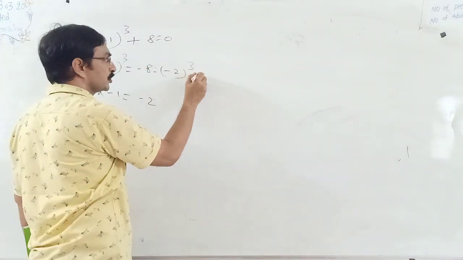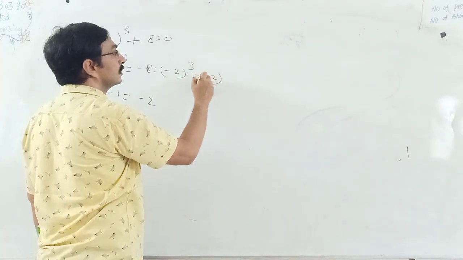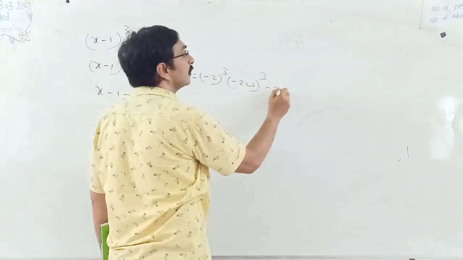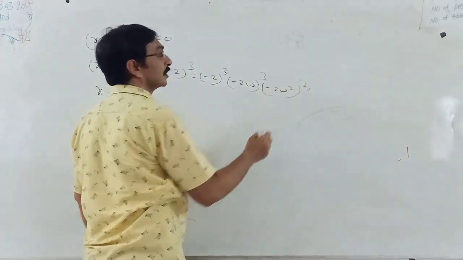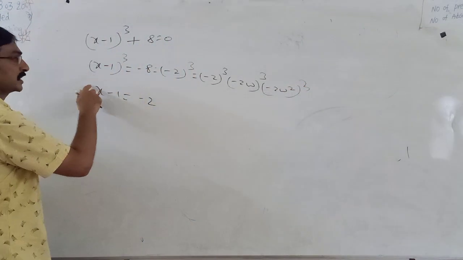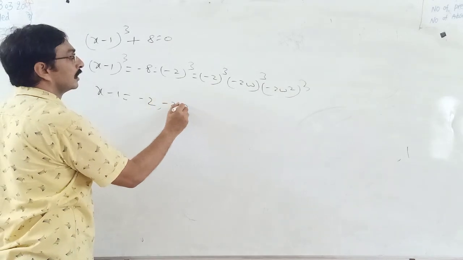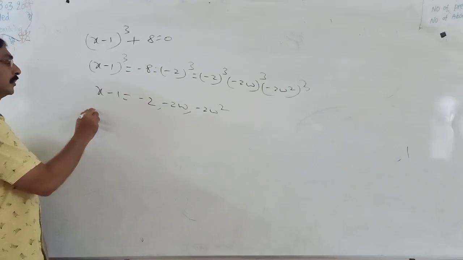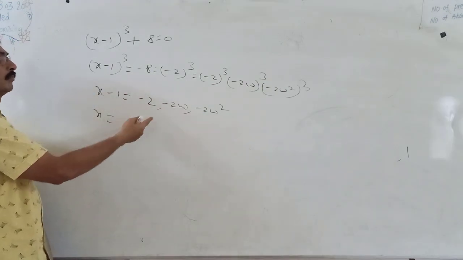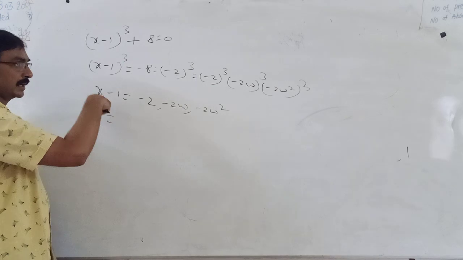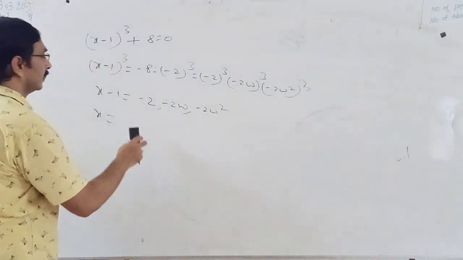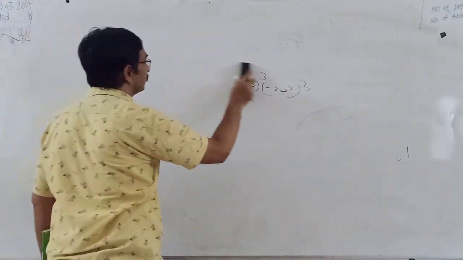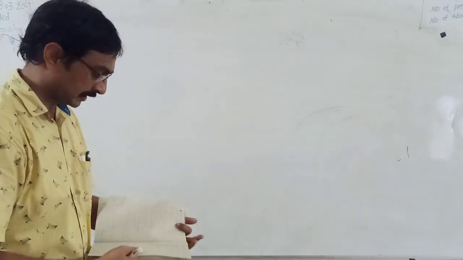So this minus 2 whole cube can be expressed as minus 2 whole cube, and minus 2 omega whole cube, and minus 2 omega squared whole cube. Now by equating x minus 1 equal to minus 2 omega squared. Therefore x equal to 1 minus 2, 1 minus 2 omega, 1 minus 2 omega squared. The real root is only 1, but the total number of roots is 3. Of them, 1 is real, the remaining 2 are imaginary.